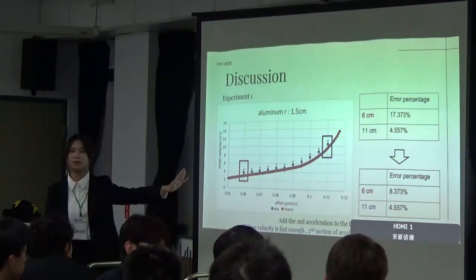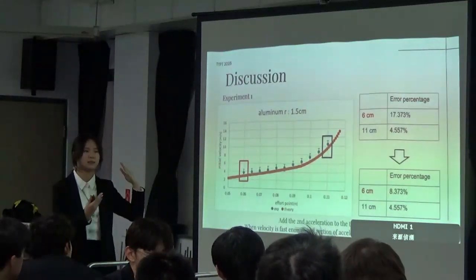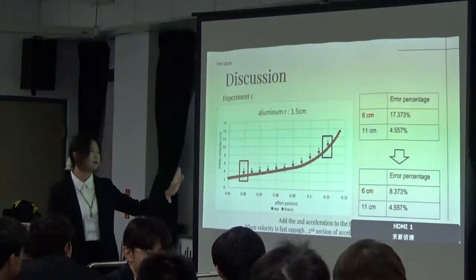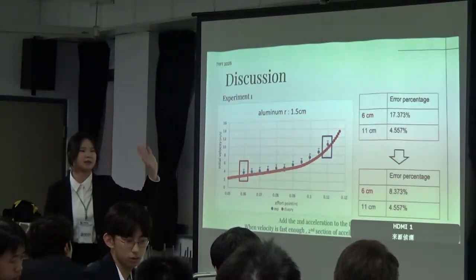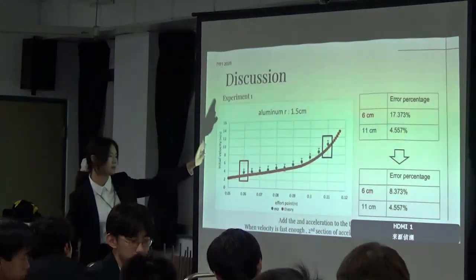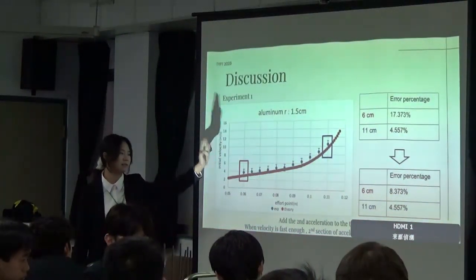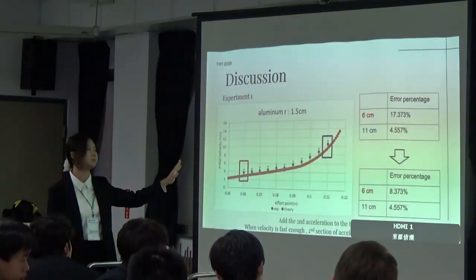So this thought is right. And we can see that the percentage for the 11 centimeter part didn't change. It's because for the 11, the velocity is fast enough, so the second section of the acceleration won't happen.